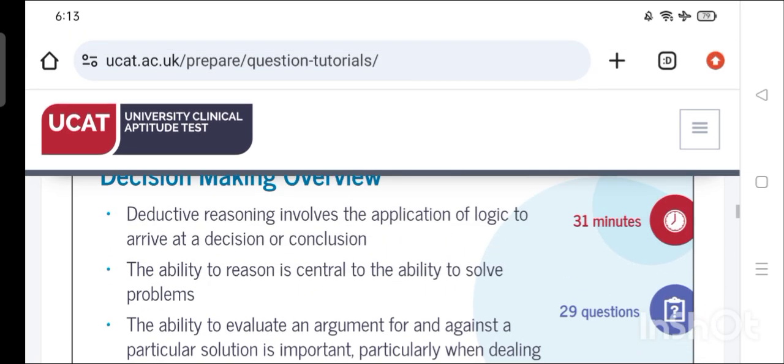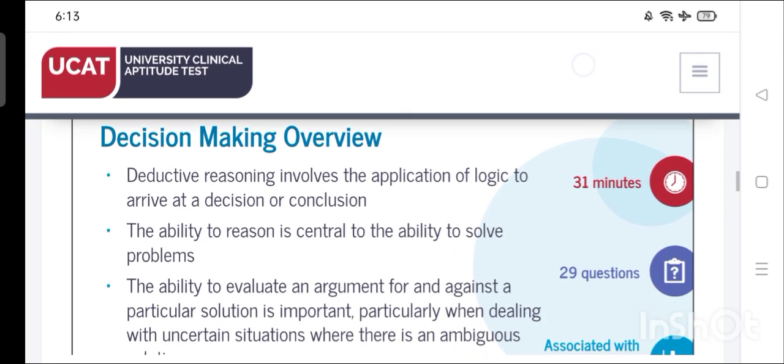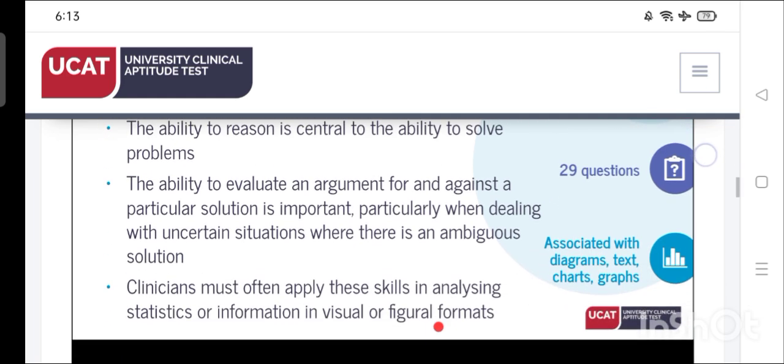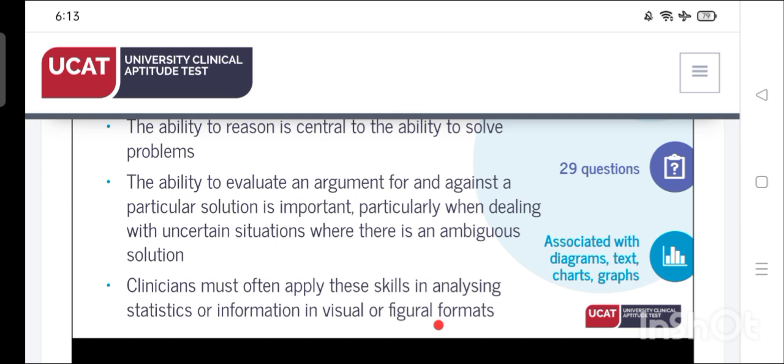So in that portion, deductive reasoning involves the logic that you will have to apply at every question to deduce your conclusion or results. This ability is essential to solve the problems that will be presented to you. And clinicians must often apply these skills, like the logic and how to deduce the conclusions, to analyze statistics or information.